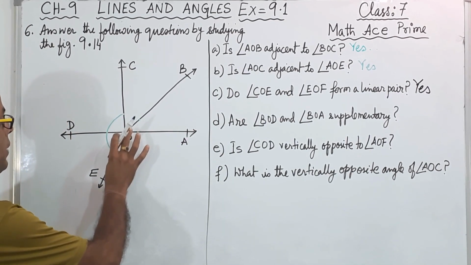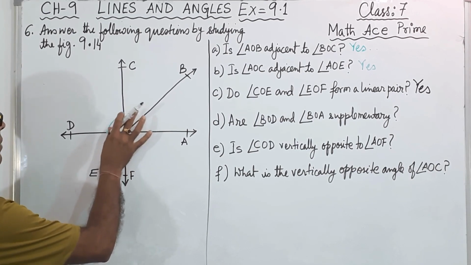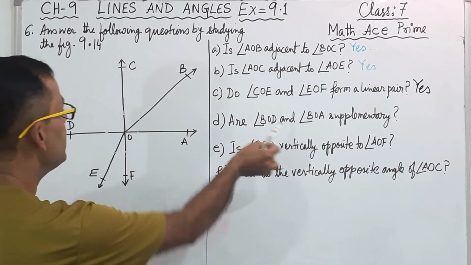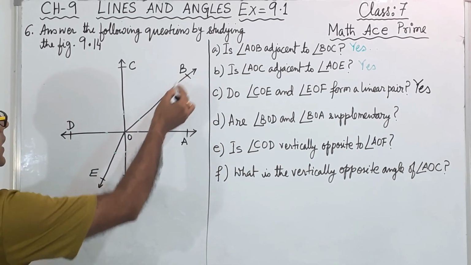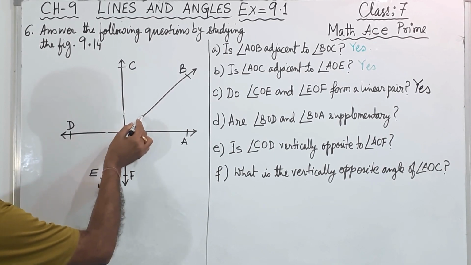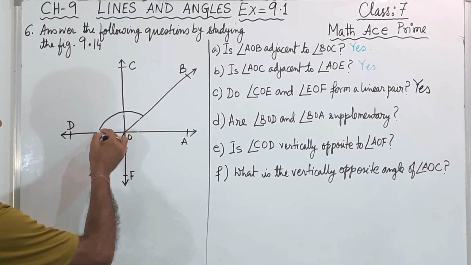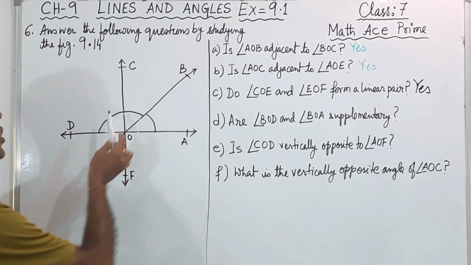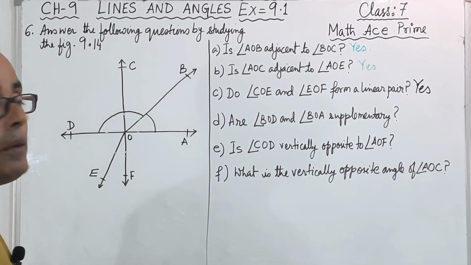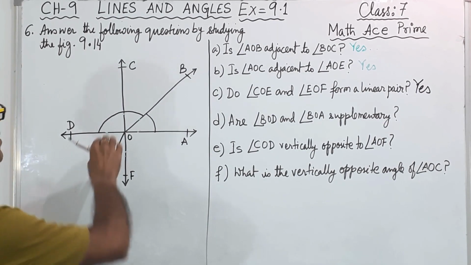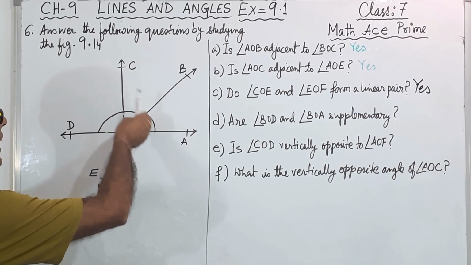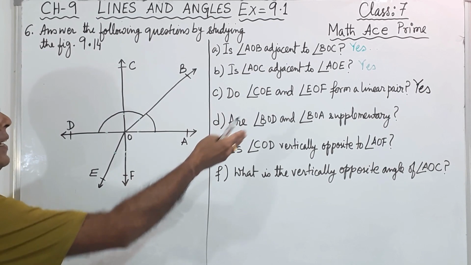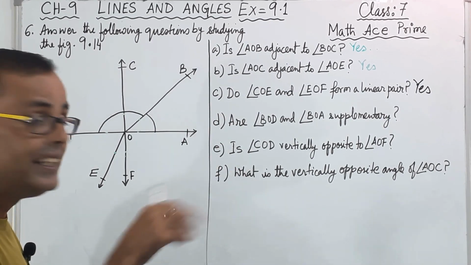Now what is this supplementary? I already have told you, supplementary means it has to be 180 degree. So let us find out BOD. BOD is this one. And then what? BOA. BOA is which one? This one. So this angle and this angle, they are becoming 180 degree. Why? If you see from here to here, it is looking like a protector, and a protector has 180 degree. Or supplementary angle is also called linear pair.